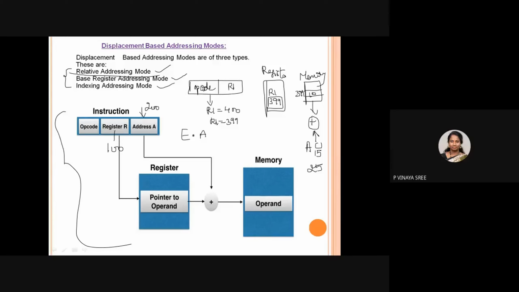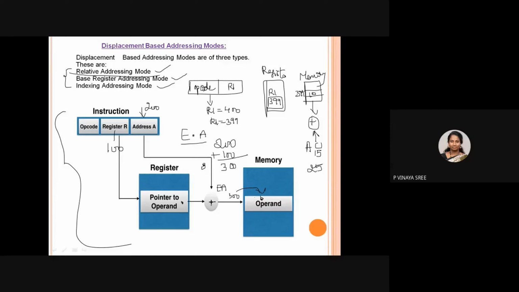Let us suppose inside a register you have 100 and inside an address you have 200. If you add, then you will be getting an effective address. Means 200 plus whatever we have in the register R, 100, you will be getting an address called 300. So you need to go to that address. It is saying the contents present in the register and the contents present in the address, both you need to add. So you will be getting an effective address. After adding, if you go to that address, you will be getting an operand. This is your displacement based addressing mode.